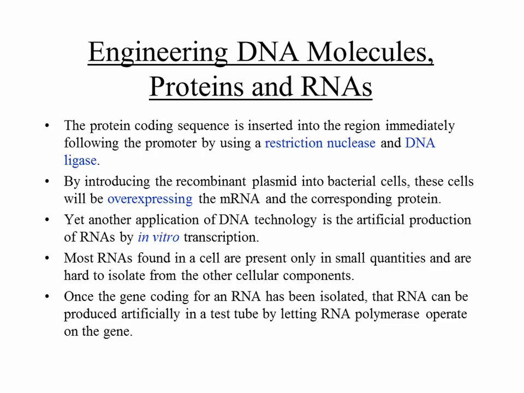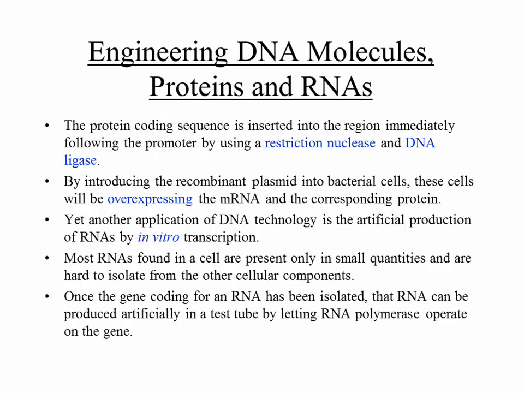The protein coding sequence is inserted into the region immediately following the promoter by using a restriction nuclease and DNA ligase. Again, the nuclease is for cutting, and the ligase is for stitching back. Then by introducing the recombinant plasmid into bacterial cells, these cells will overexpress the messenger RNA and the corresponding protein. So even if a protein is rare, the bacteria will now produce a lot of that protein.